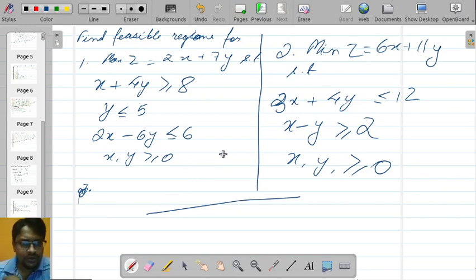You can plot the feasible region and you may send it to me in your Google Classroom also. I'll give it as an assignment most probably, so if you are interested, you can just reply or submit your assignment, so that I can understand that you have understood.